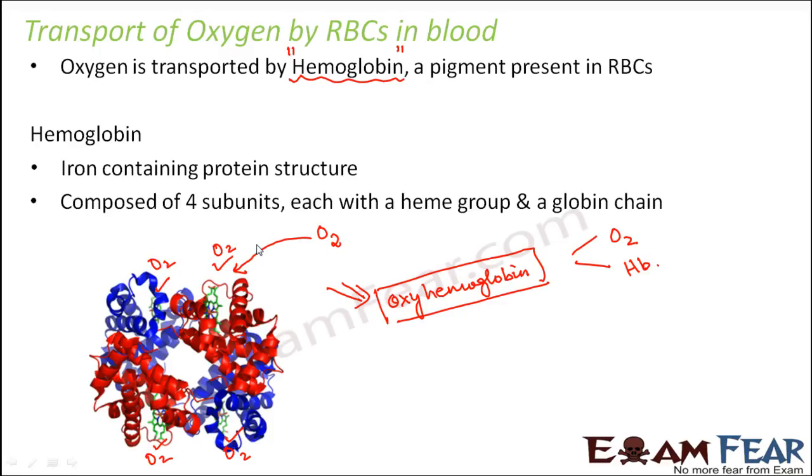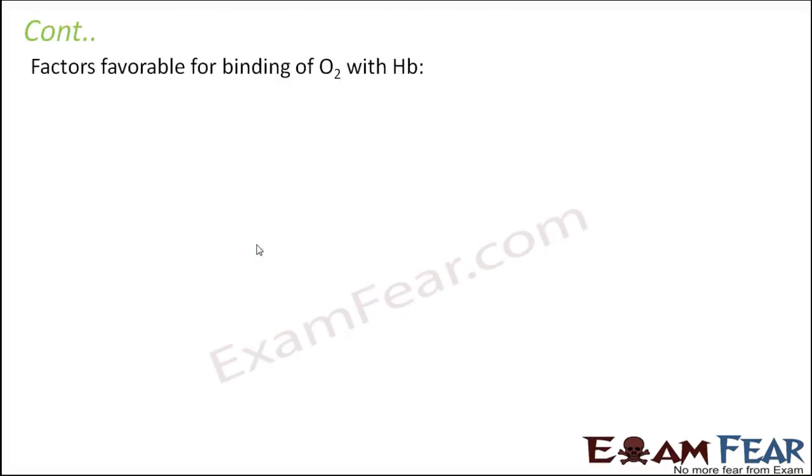Now the question is where the formation will take place and where the dissociation will take place, and how that will help to carry oxygen from one place to another. As I said, oxygen combines with hemoglobin to form oxyhemoglobin. Let us see what the factors favorable for binding of oxygen with hemoglobin are. What all supports the formation of oxyhemoglobin?